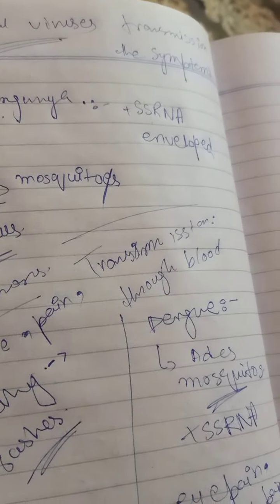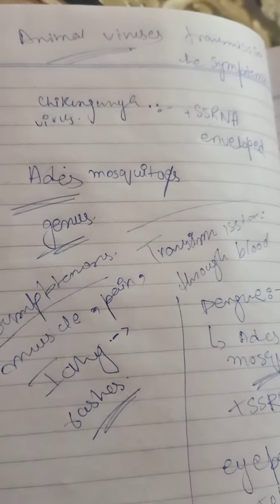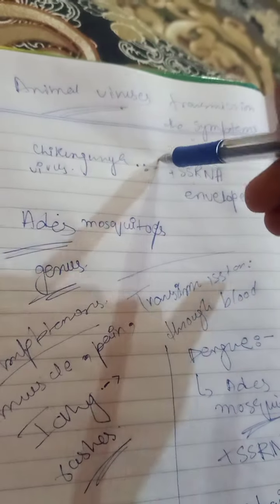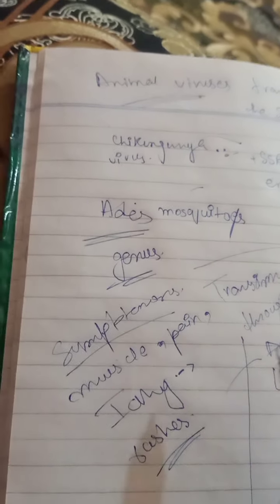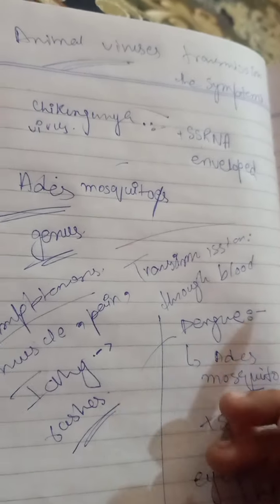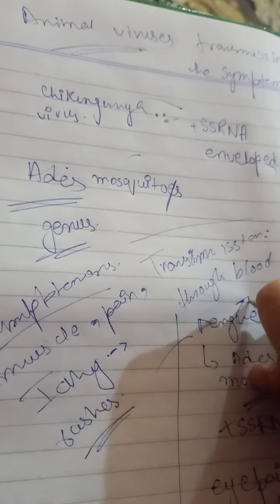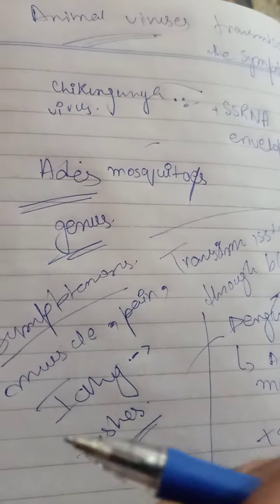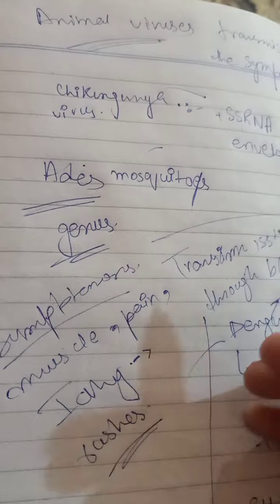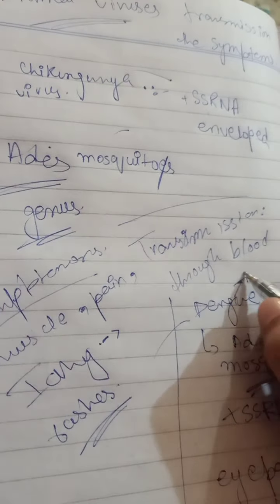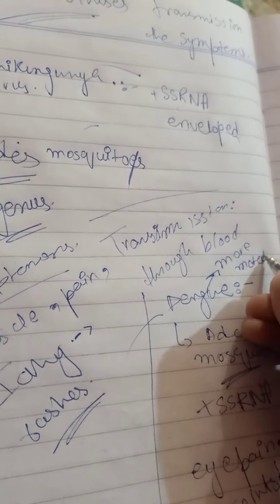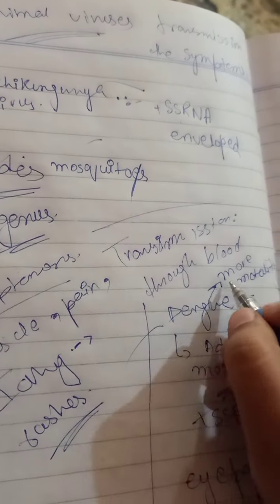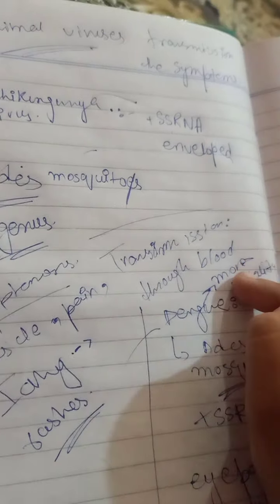Okay, if you're talking about the difference, what's the difference between these? The vector is the Aedes mosquito for both, but there is a difference. One difference is that dengue has a higher mortality rate than chikungunya, meaning more deaths.